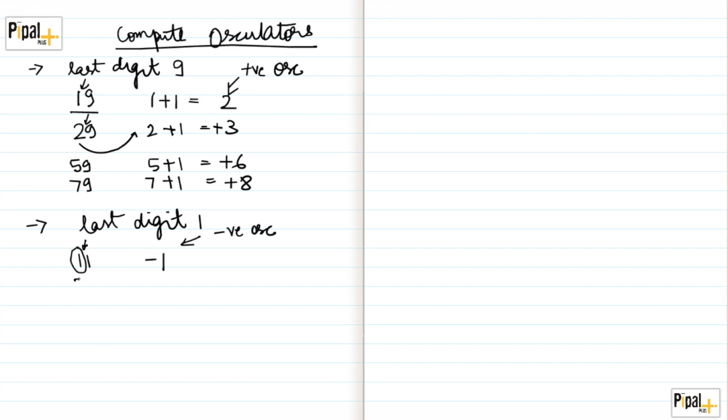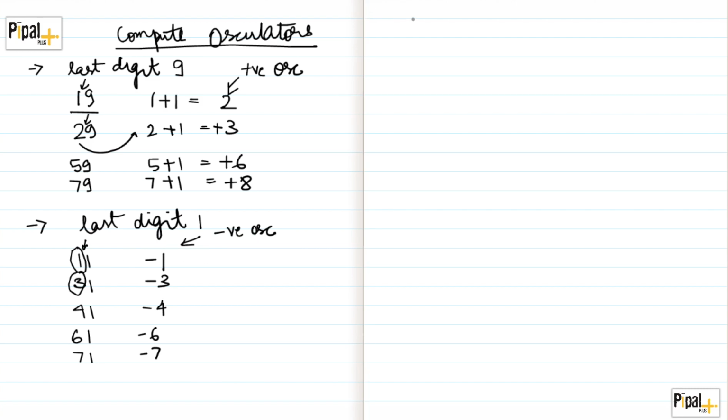Likewise, let's find the oscillator for 31. When I remove 1, I'm left with 3. So 3 with a negative sign is the oscillator for 31. For the rest of them, 41 is minus 4, 61 is minus 6, 71 is minus 7, and so on. So this is how I find the negative oscillators. For numbers ending in 9, remove the 9, add 1 to the rest, and the positive oscillator is what I get. For numbers ending in 1, remove the 1 in the end, and what is left with a negative sign is the oscillator for that number.